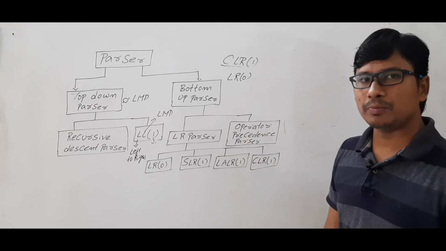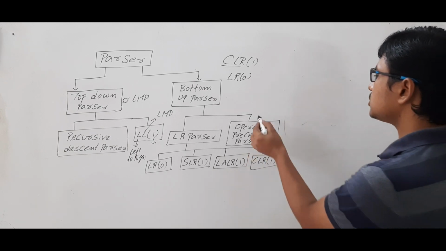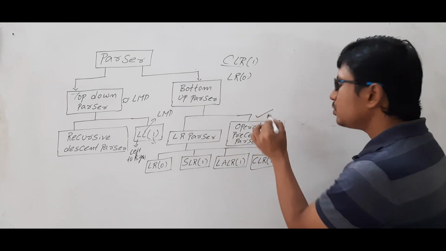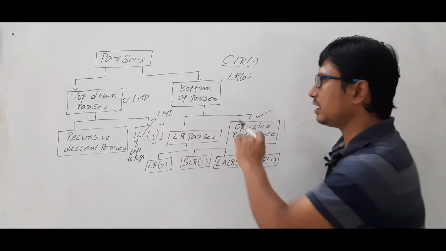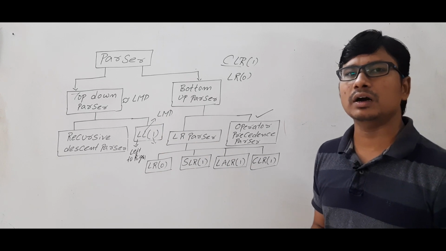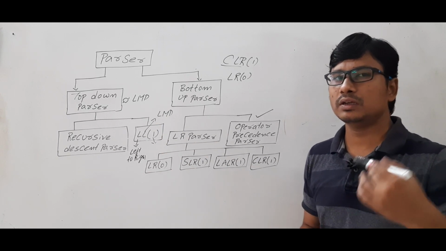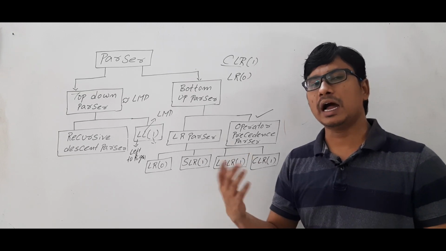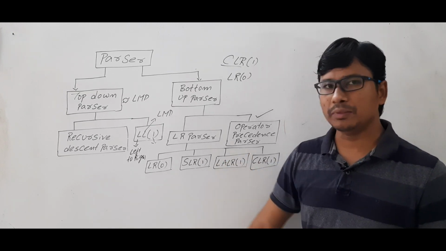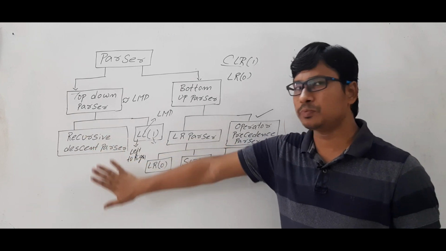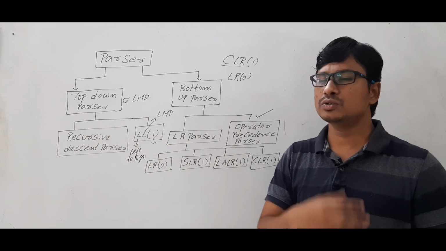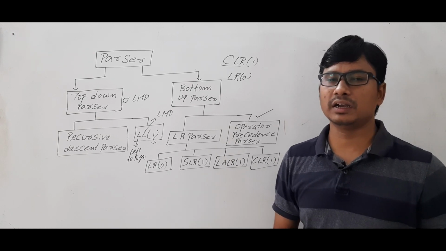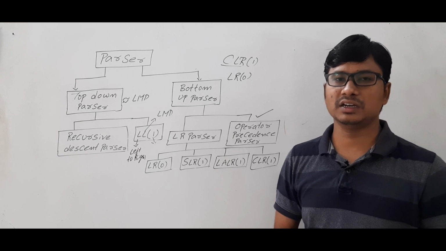Now let me discuss the operator precedence parser. This is the only parser among all these parsers that allows ambiguous grammar, and the rest of the parsers will not allow ambiguous grammar. So that's why we converted the ambiguous grammar to an equivalent unambiguous grammar. In the coming videos, I will discuss each parser in detail. I request everyone to watch my further videos for a better understanding of each parsing algorithm.